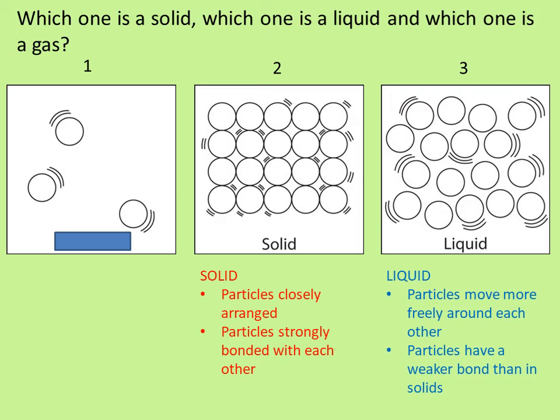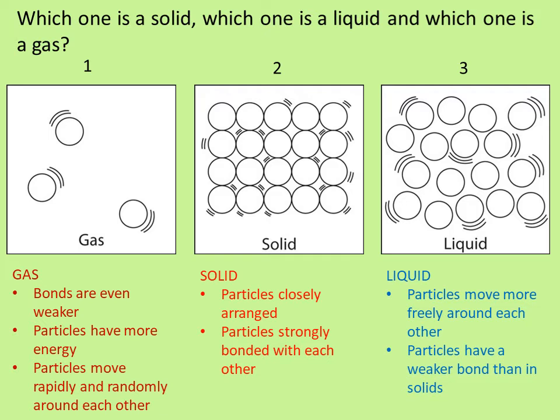That leaves number one as gas. And their bonds are very weak, so there's very weak attraction amongst each of the particles. And each of those particles have lots more energy, and they move round and round and round very, very quickly, and anywhere here, there, everywhere.